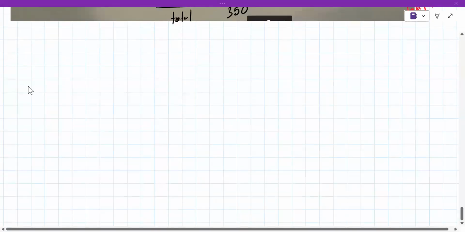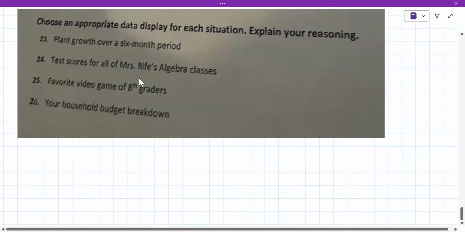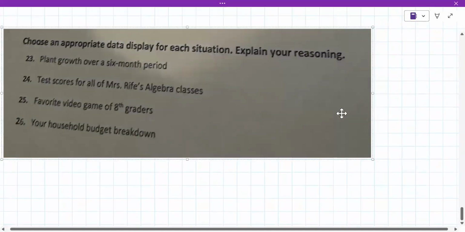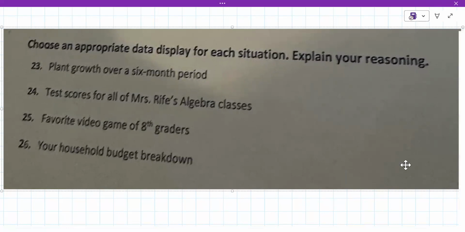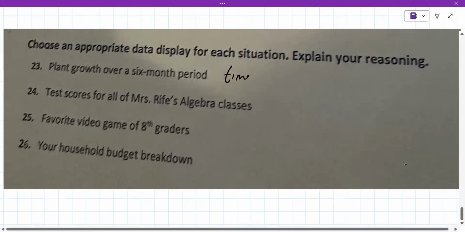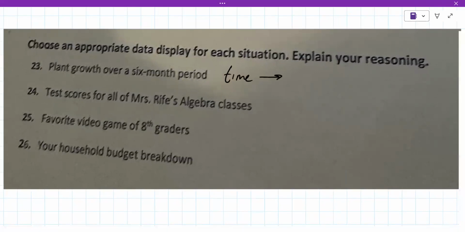This next grouping of questions is what we were working on yesterday. What type of chart should we use? What type of display? It depends on what you have. So, plant growth over a 6-month period. Notice there's time involved in that. I'll have to pull up what we had yesterday.